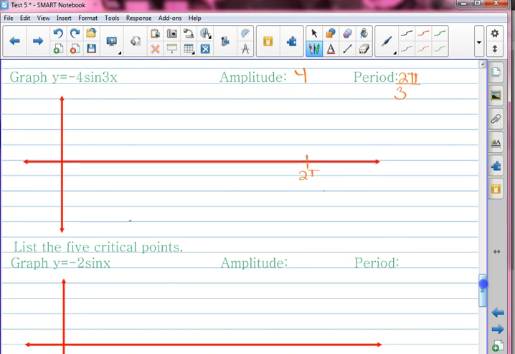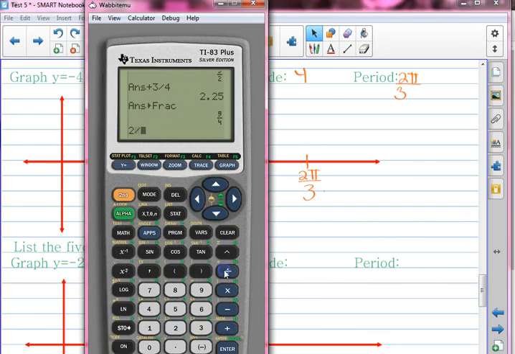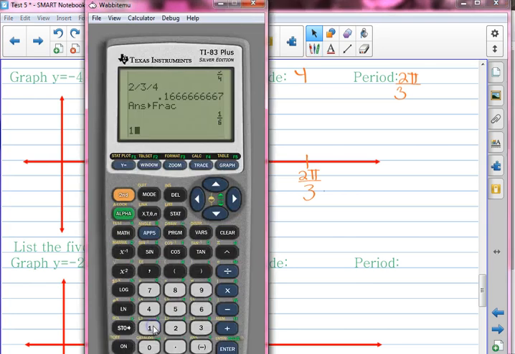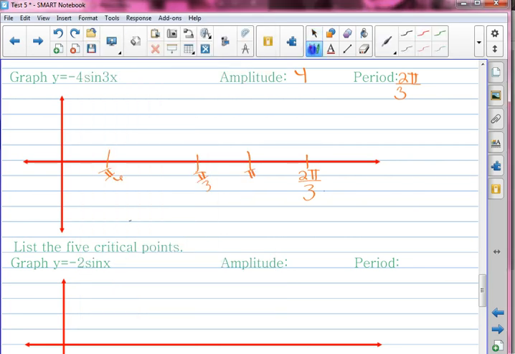So you put 2 pi over 3 on the right. You break it up into 4 equal parts. You do 2 pi over 3 divided by 4 in your calculator. And you get pi over 6. I think we've done this one already. Pi over 6, pi over 3, and then 1/3 plus 1/6 is 1/2.